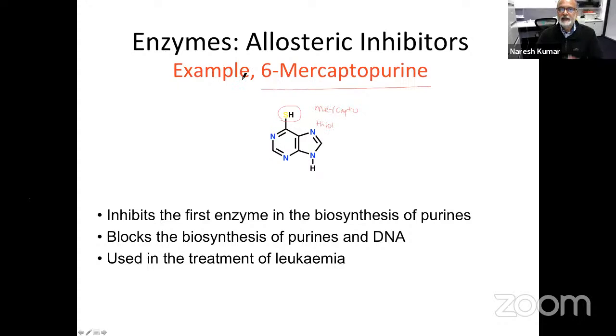And it inhibits the first enzyme in the biosynthesis of purines. It blocks the biosynthesis of purine and DNA, and it is used in the treatment of leukemia. Okay, so this is an example of an allosteric inhibitor, reversible again, but allosteric inhibitor.